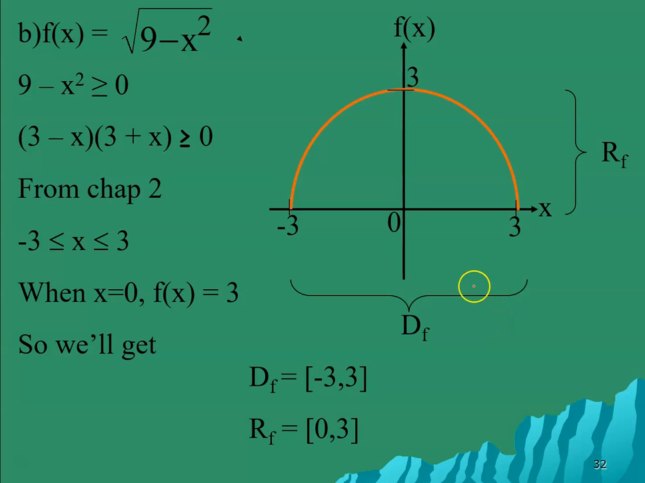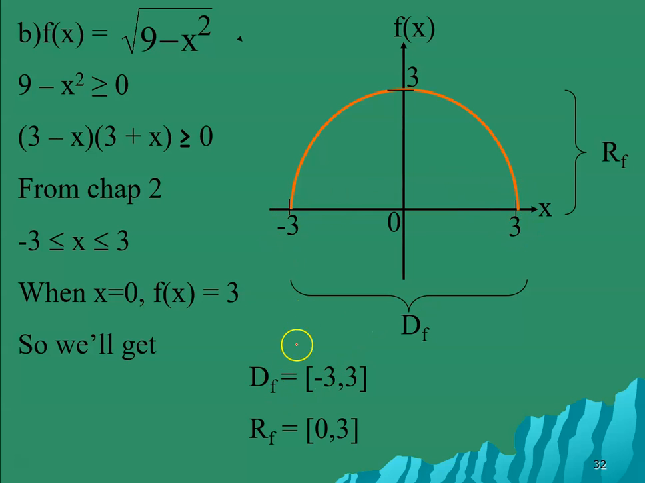And how about this? You have 9 minus x squared and then square root. So this one has to be greater than or equal to 0. So you recall back your chapter 2 or chapter 3, which involve inequalities. So you will get when x equal to 0, f(x) must be equal to 3. So we'll get this one.